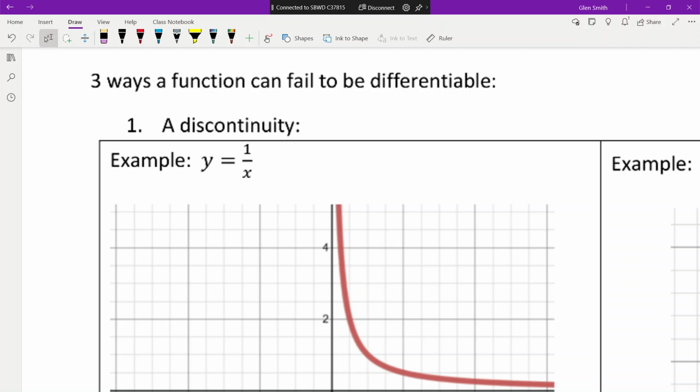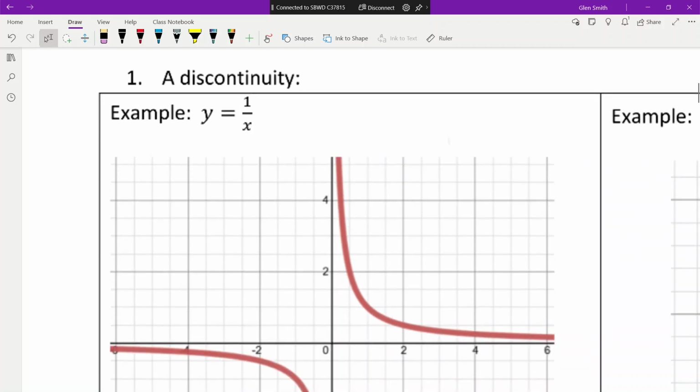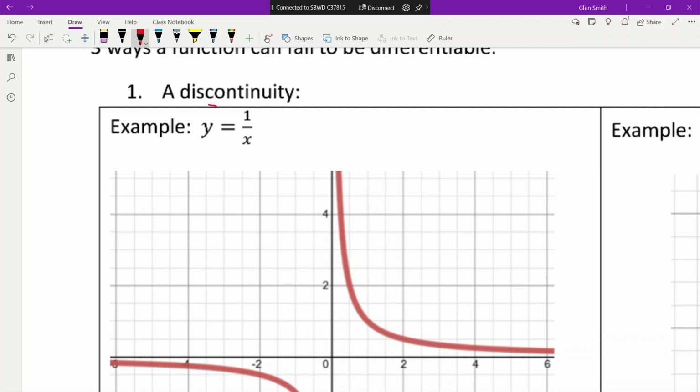Okay? Because it's either undefined, which means there's no point to zoom in on, so it can't look like a line, or there's a jump or a hole or something, all right? And it's not like a solid line like it's supposed to be. That's all I'm saying. So if you were given this function, y equals 1 over x, and I said, tell me where this function's not differentiable, all you would do is look at it and be like, I can't divide by 0, x can't be 0, the function's undefined at 0, so it cannot be differentiable at 0.